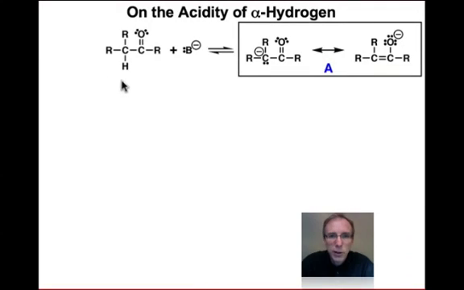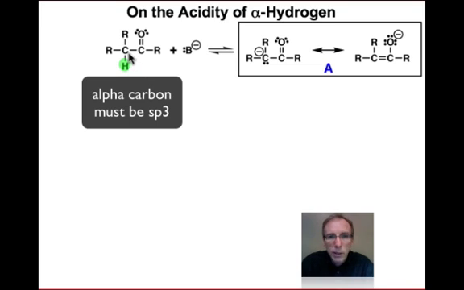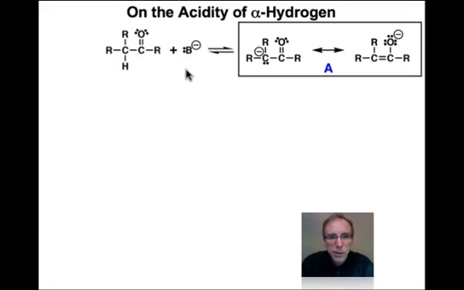Let's continue our discussion about the acid-base properties of the carbonyl group, focusing now on the alpha carbon and in particular the hydrogen atom attached to that position. If the alpha carbon is sp3 hybridized, then it's possible for a base to come in and deprotonate that hydrogen. This proton transfer step produces the carbanion that's shown here.